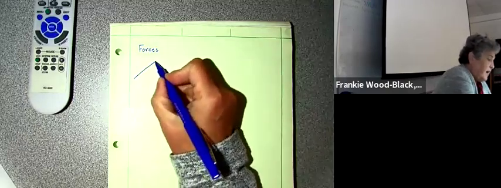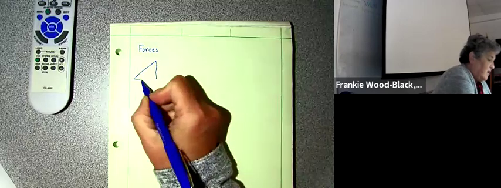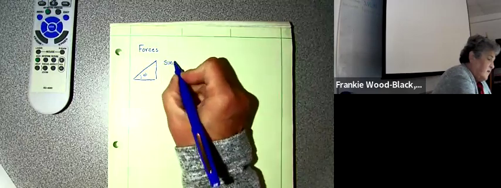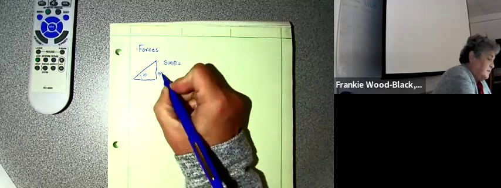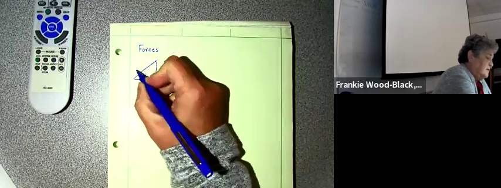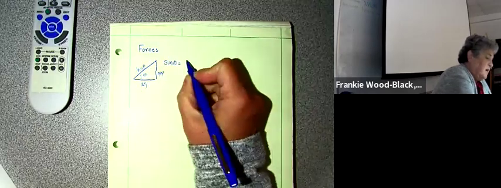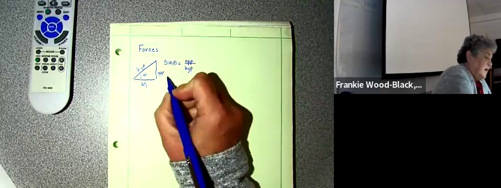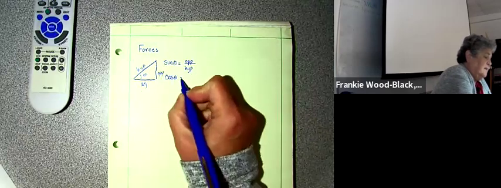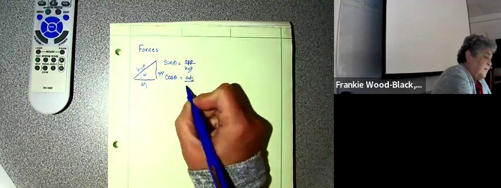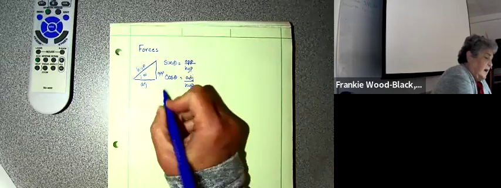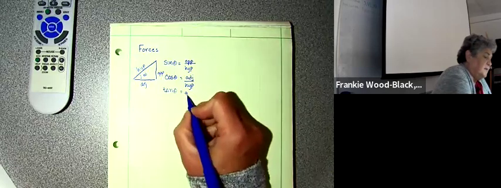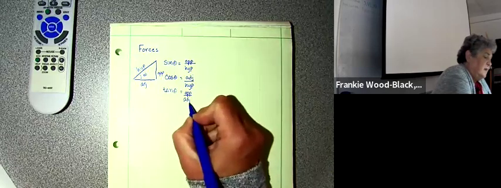So far what we've done is we've dealt with our triangle, and we've got the sine of the angle is going to be our opposite over our hypotenuse. Our cosine of the angle is the adjacent over the hypotenuse, and our tangent of the angle is going to give us our opposite over adjacent.